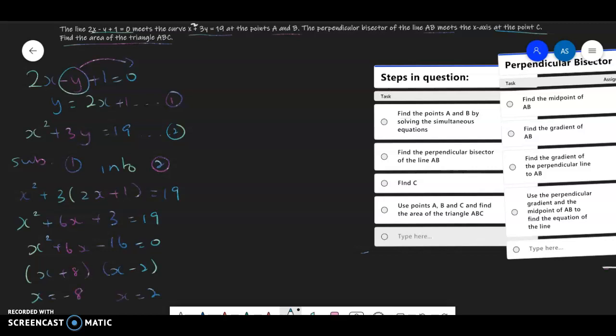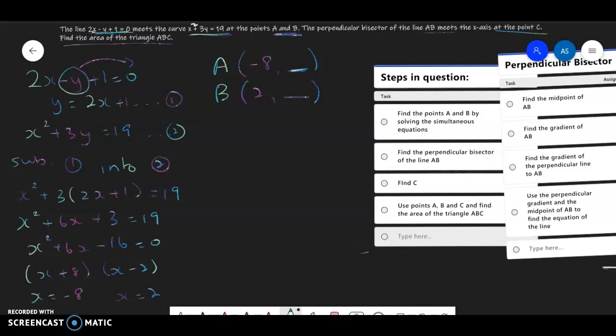Now we know already that the points in which 2x minus y plus 1 meets x squared plus 3y equal to 19 are A and B. So let's just assume that A is the point that has x equal to minus 8 and B is the point that has x equal to 2. Now you can mix these up if you wish. I just chose them because A comes first and so on.